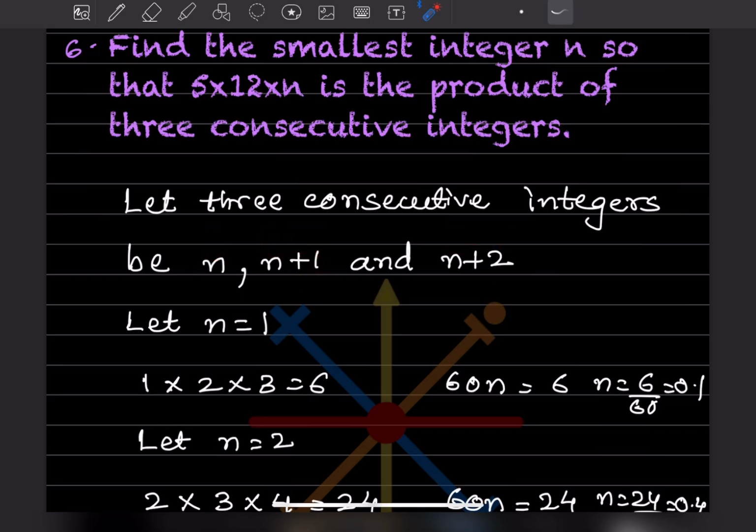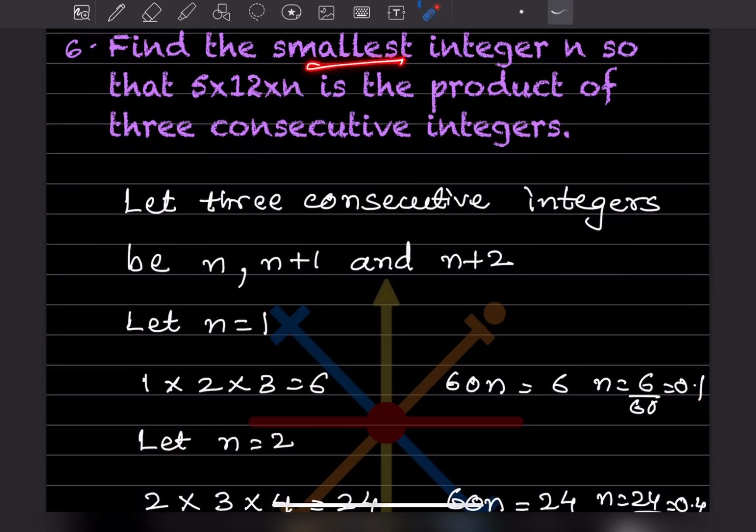If we multiply these, because this is a product of 3 consecutive integers, that is going to be 6. So now we have 5 into 12 into n, 5 into 12 is 60, so 60n is going to be 6. Because this is multiplication, n will be 6 divided by 60, that is going to be 0.1.